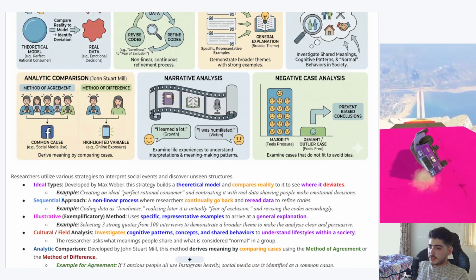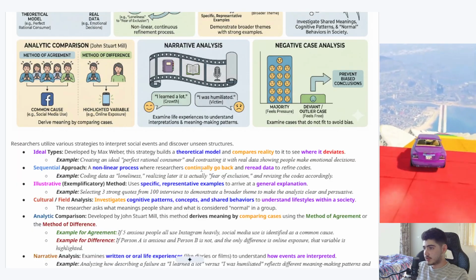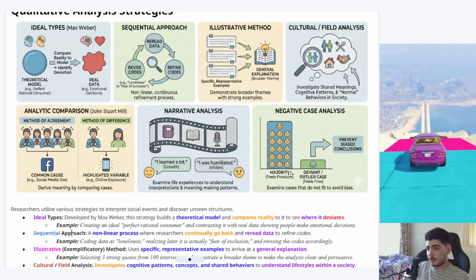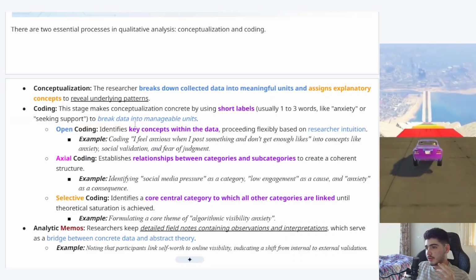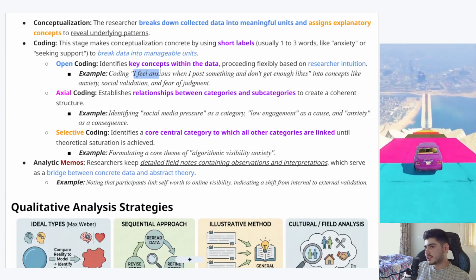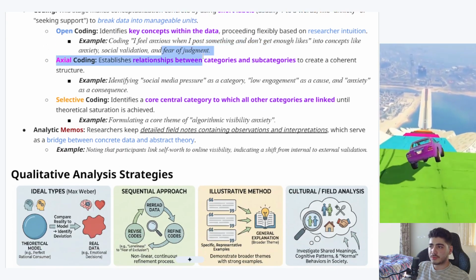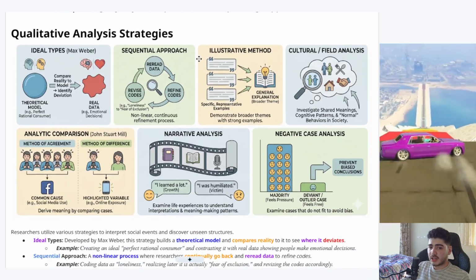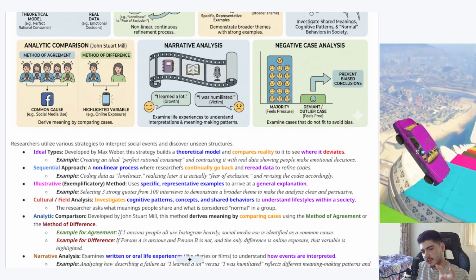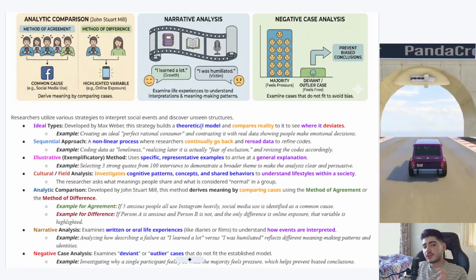So the second one is the sequential approach. It's a non-linear process where researchers continually go back and reread data to refine codes. What this essentially means is you know the codes we created here. First of all, we linked this feeling of anxiety to fear of judgment, maybe. But then we realized that it's actually a fear of worthlessness. So you change this code that you made, this variable you've made, to something else throughout the process.